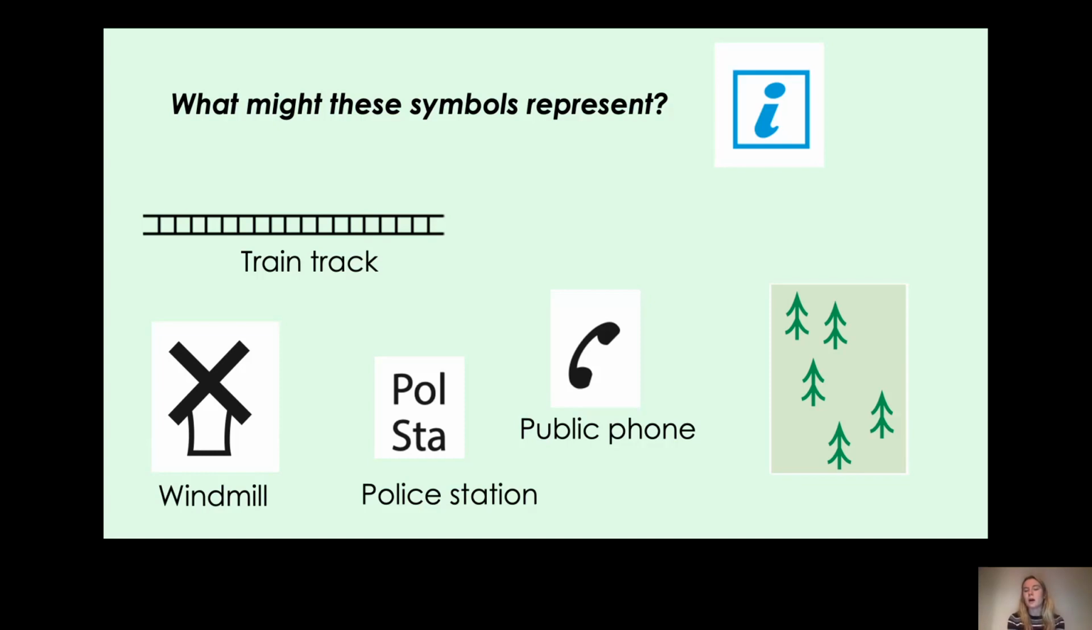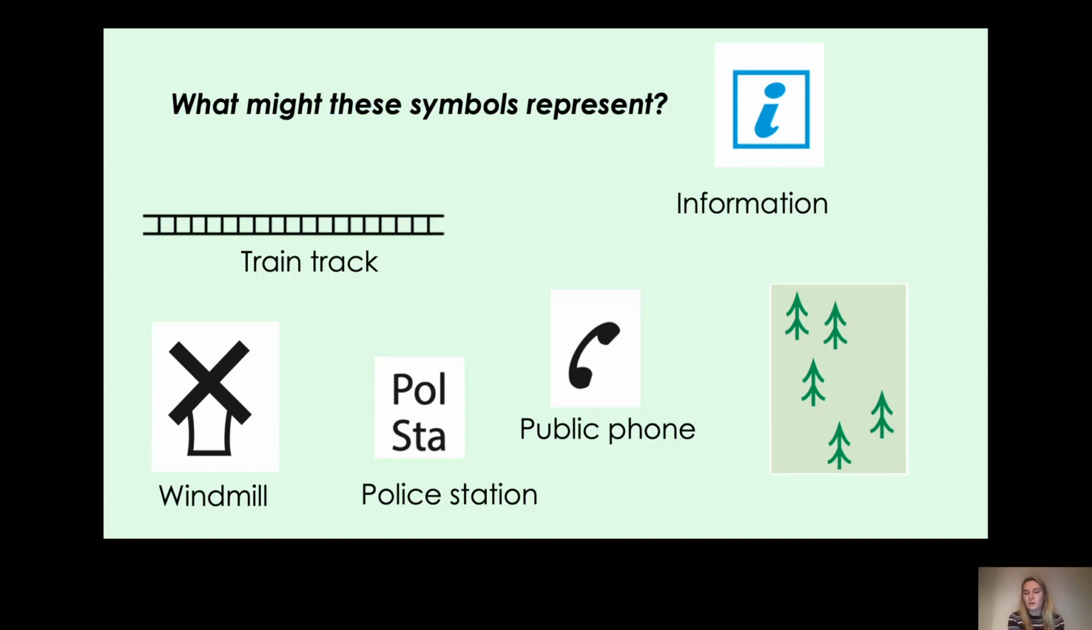Okay, now we have an I. Now this is a little bit harder. What does the I stand for? Yes, you're right. It stands for information. So when we're visiting a new area, if we want some information or a booklet or to talk to somebody about the area, we can look for one of these on an Ordnance Survey map, an I, and it will take us to an information desk where someone can give us that information.